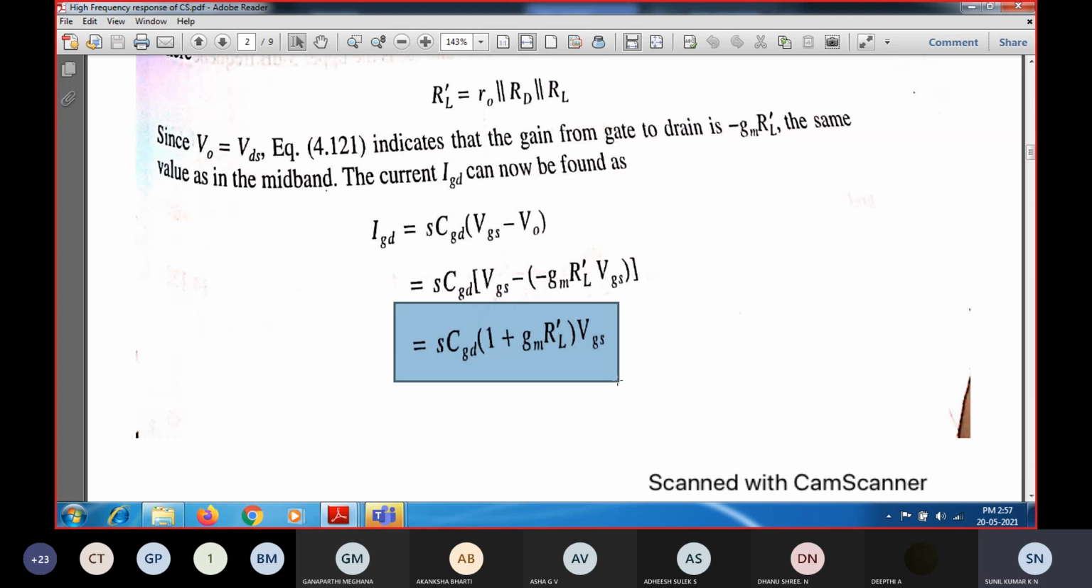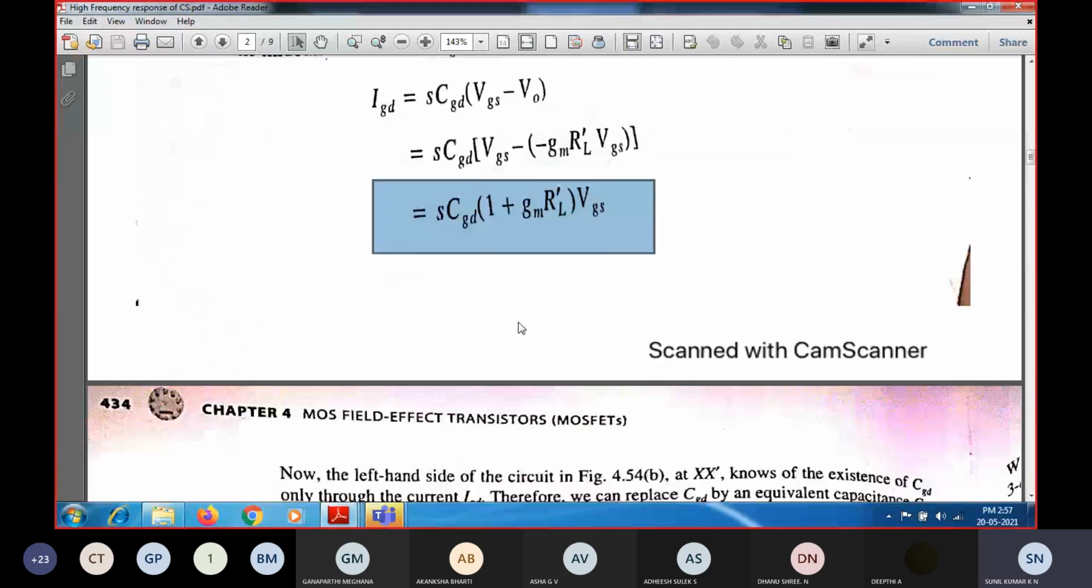When you are going to solve the problem, what is the IGD for the common source amplifier? You will have S into CGD into VGS minus V naught. V naught is nothing but minus GM into RL dash. That value you substitute and you will get the value of the current expression. So the IGD value is nothing but S into CGD into 1 plus GM into RL dash into VGS. So this is the current.